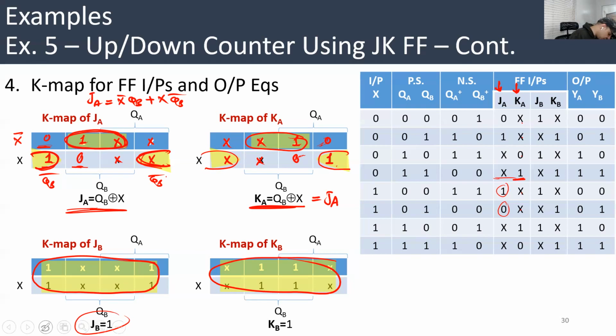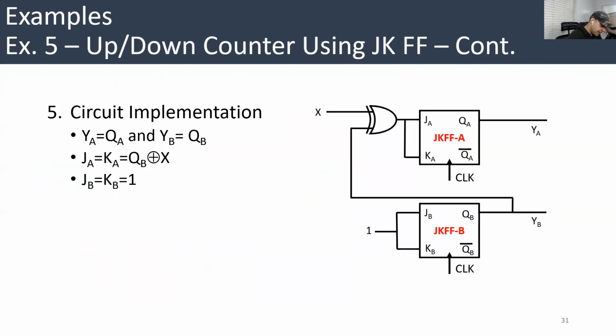Okay, so let's now do the implementation. So here are the 2 flip-flops, JK flip-flop A and JK flip-flop B, and we learned from the last slide that J is equal to K is equal to X XOR with QB. Here is QB. This is basically X XOR QB. And we learned that JB and KB are just constant equal to 1. Okay, that's basically the design.